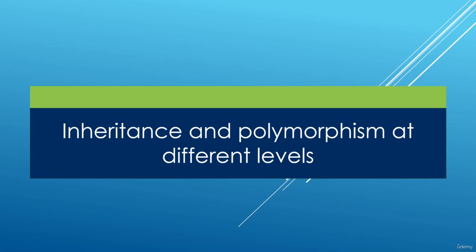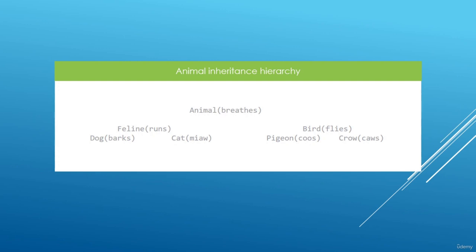In this lecture, we're going to explore the idea that we can do polymorphism at different levels in our inheritance hierarchy. Suppose we have a hierarchy like we see here. The top level class is animal, and we can derive from animal and create a feline animal. We can derive from feline and create a dog animal. We can derive from feline, create a cat animal.